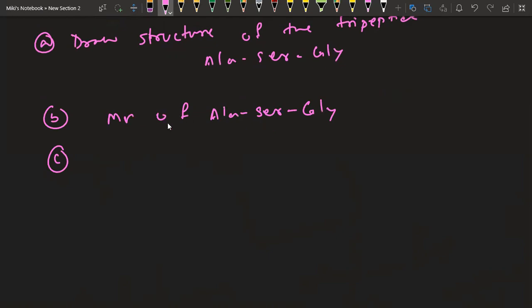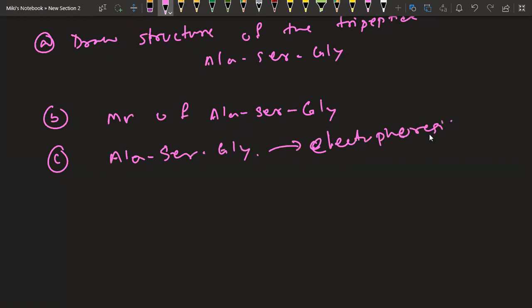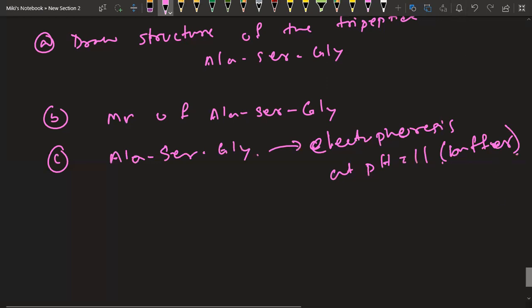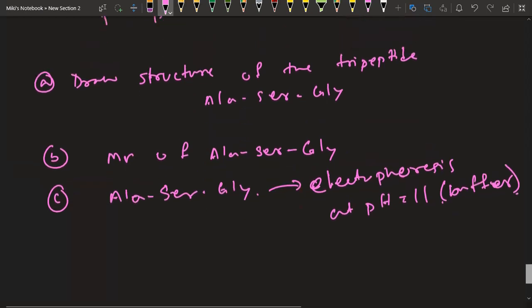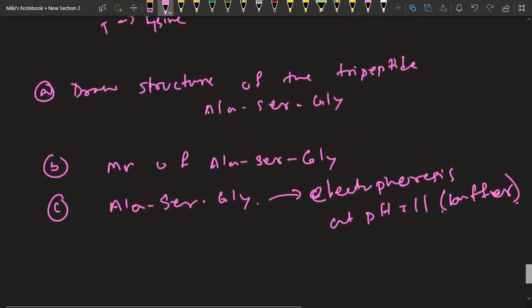Finally, they're saying a mixture of the tripeptide and its 3 constituent amino acids was subjected to electrophoresis in a buffer solution of pH 11, sorry. So that means alanine, serine, and glycine are made to undergo electrophoresis. Electrophoresis is done on them at pH equals to 11. I mean the buffer solution was at pH 11. Initially, in the previous example, the buffer solution was actually at pH 7. I'm sorry, I didn't mention that. So that was the pH of the buffer solution. And here, the pH of the buffer solution is 11.